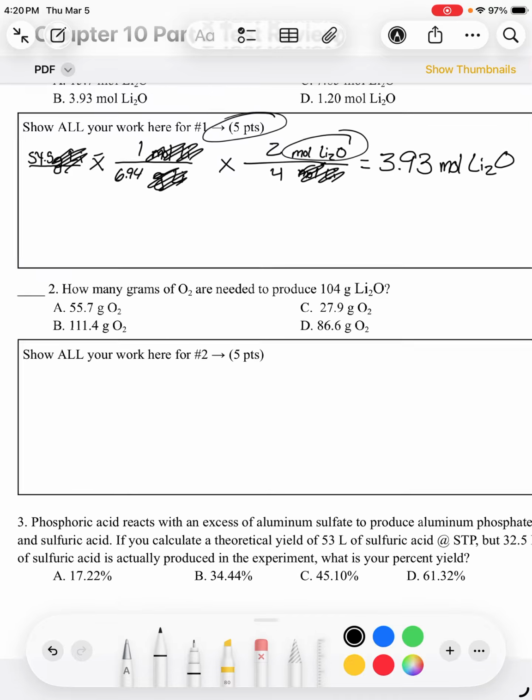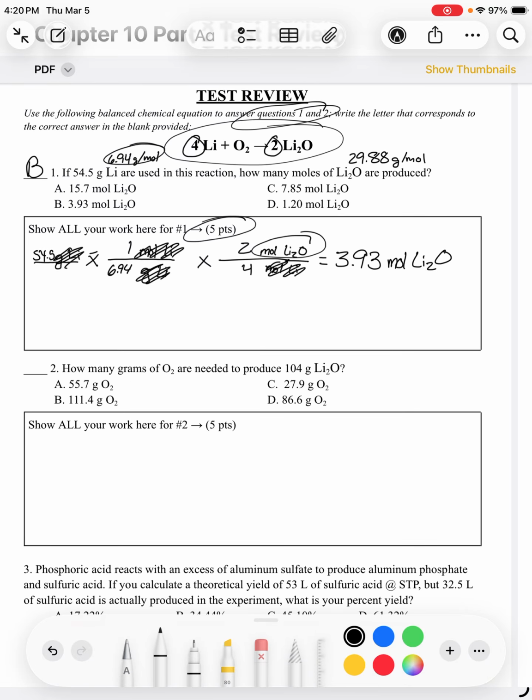Next. Using the same problem, because remember this is for questions 1 and 2, the same exact balanced chemical equation. How many grams of oxygen are needed to produce 104 grams of lithium oxide? So we're going to put what we're given, our first railroad, 104 grams of lithium oxide. So we're going to go from grams of lithium oxide to what? What's our ultimate end goal? Grams of oxygen. That's what we're trying to figure out, grams of oxygen.